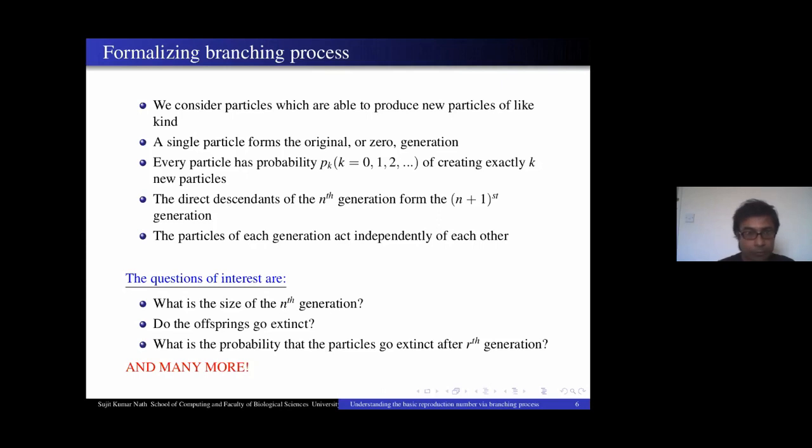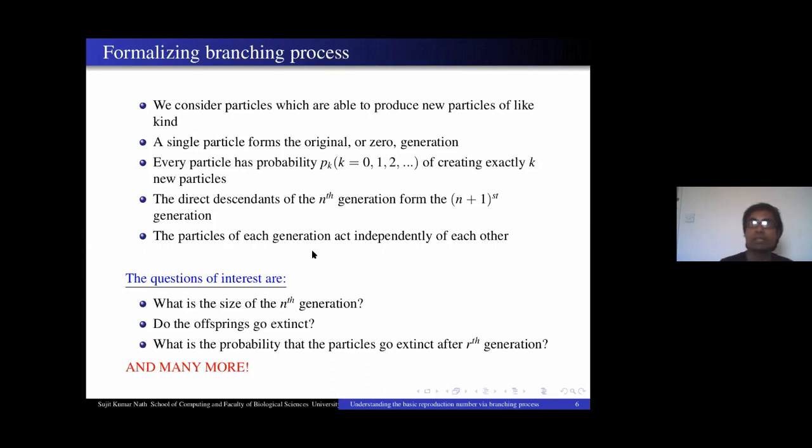And every particle with probability pk can give rise to k number of particles, where k can be any non-negative integral value like 0, 1, 2, 3, 4, etc. And the direct descendants of the nth generation form the n plus first generation. Like the particles which are produced by the second generation are called the third generation particles. And the final point is that the particles of each generation act independently of each other.